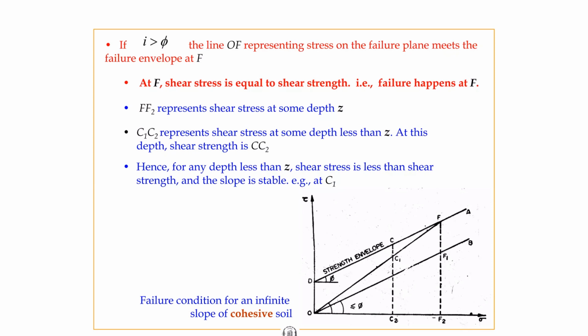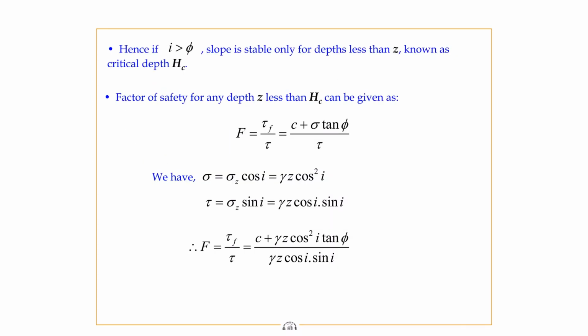Case 2, failure condition for an infinite slope of cohesive soil. Hence, if I is greater than phi, the slope is stable only for depths less than Z, known as critical depth HC. Factor of safety for any depth Z less than HC can be given as F equals Tf by T equals C plus sigma tan phi by T, where we have the relation sigma equals sigma Z cos I, T equals sigma Z sin I. From there we can conclude this equation of factor of safety.